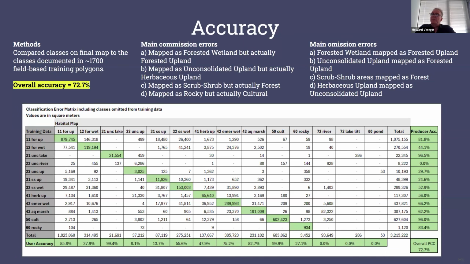Especially when you're getting down to fairly detailed classes like the ones we were looking at, versus a higher level of generalization. If we're just talking about forest or scrub shrub and so on, accuracy is generally going to be higher, but the deeper you dive in, the lower your accuracy scores are generally going to be.